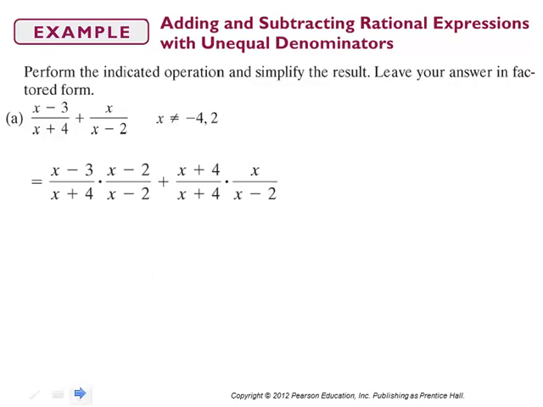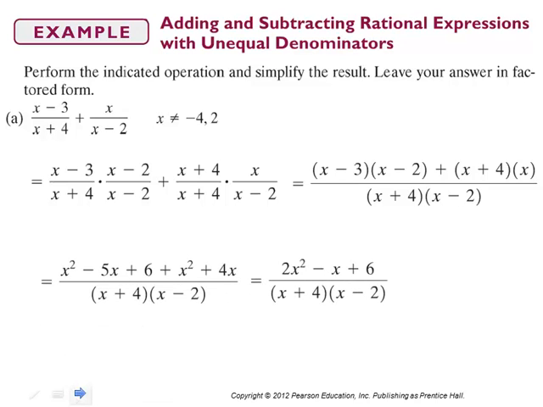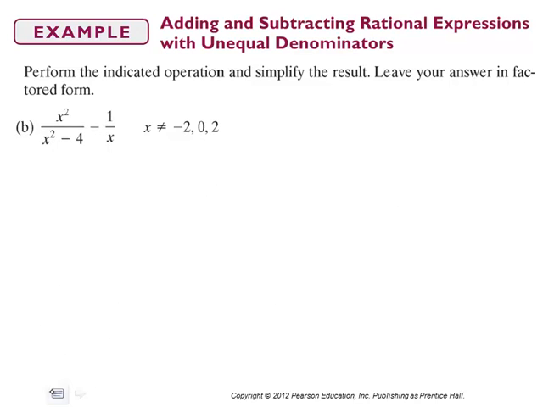So you'll just multiply the first fraction by (x minus 2) over (x minus 2), very similar to what you would do for fractions. And then for that second fraction, multiply top and bottom by (x plus 4). So now you have a common denominator of (x plus 4) times (x minus 2). And the numerator, you can just multiply out the (x minus 3) times (x minus 2) plus x times (x plus 4). Multiply it out, simplify, collect like terms. Okay, and simplify as necessary.